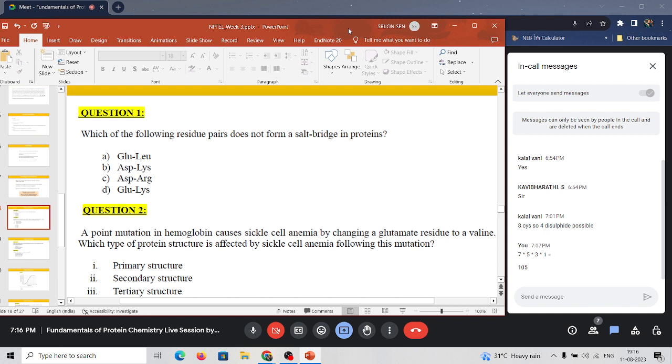A salt bridge is formed because of the ionic interactions between, say, a positive charge and a negative charge, as I've spoken. If you can recollect the acidic amino acids and the basic amino acids, which have a charge in the side chain, there is glutamic acid and aspartic acid in the acidic category, and you have histidine, arginine and lysine in the basic category. So if you see, in the first place we have glutamine and leucine, then we have aspartic acid and lysine, aspartic acid and arginine, and glutamic acid and lysine.